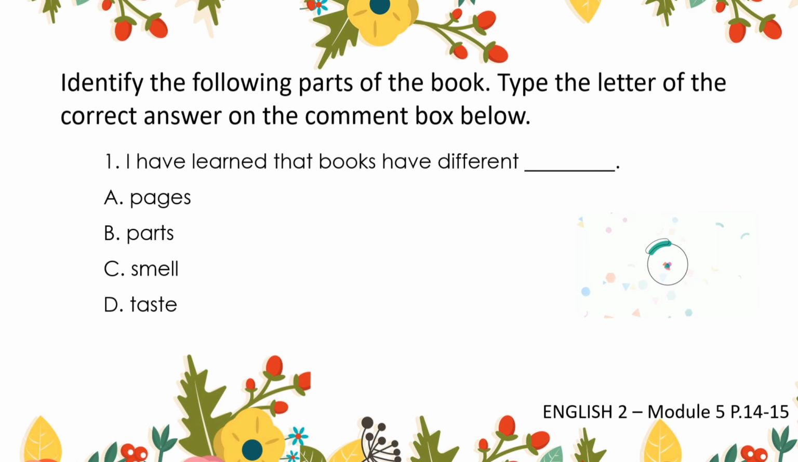Now let us check what you have learned from this lesson. Identify the following parts of the book. Type the letter of the correct answer on the comment box below. Number 1, I have learned that books have different blank. Is it A, pages, B, parts, C, smell, or is it D, taste? You only have 5 seconds to answer and your timer starts now.